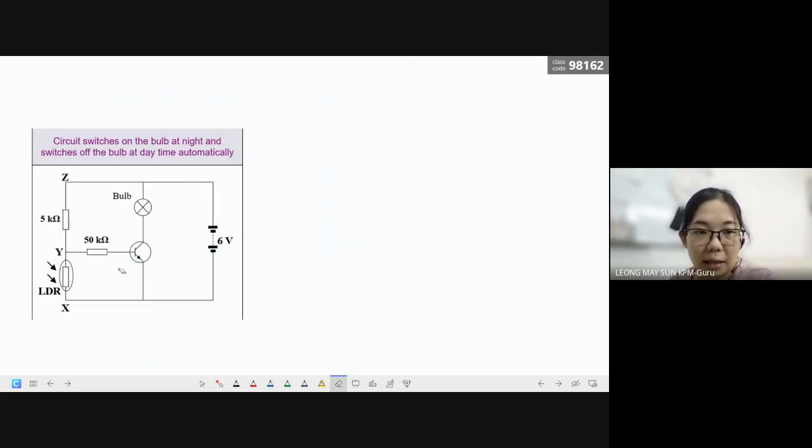The circuit that was mentioned in the textbook was this circuit, whereby the LDR is actually at the base and the emitter side, which means the light dependent resistor is at the base circuit. Okay, so again, LDR during daytime, the resistance across the LDR is low. Current flowing in the LDR is high.